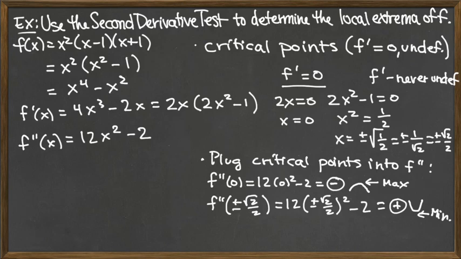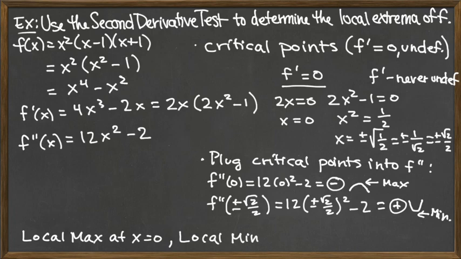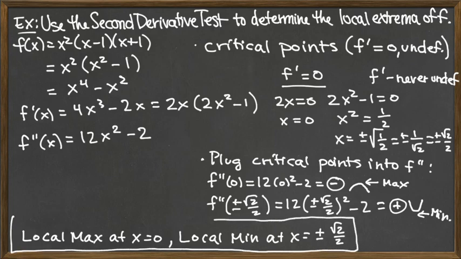And so what we conclude is that we have a local max at x equals 0, and we have a local min at x equals both plus and minus root 2 over 2. And those would be our 3 extrema. And we got those from the second derivative test by finding critical points using the first derivative and then testing them into the second derivative to utilize the idea of concavity to visualize a max or a min for each.